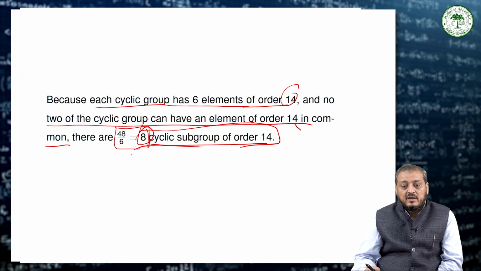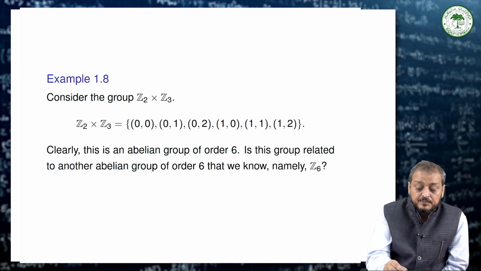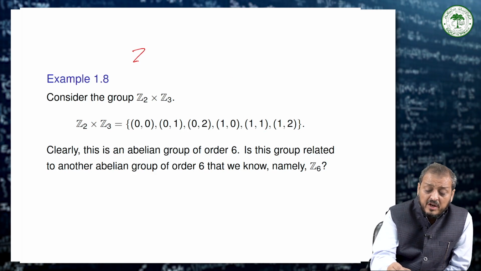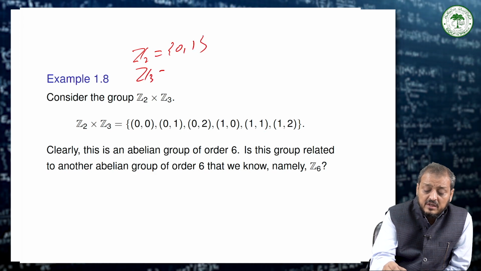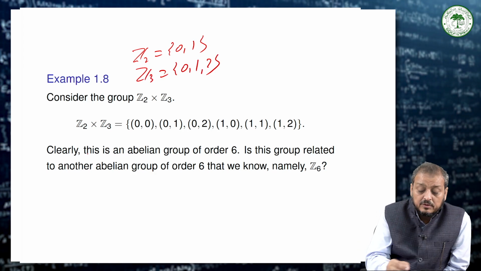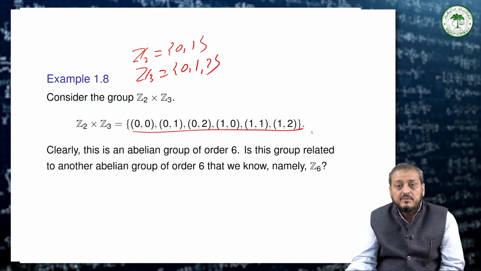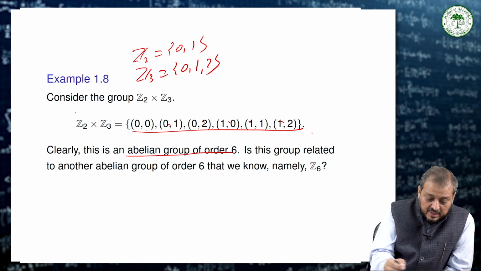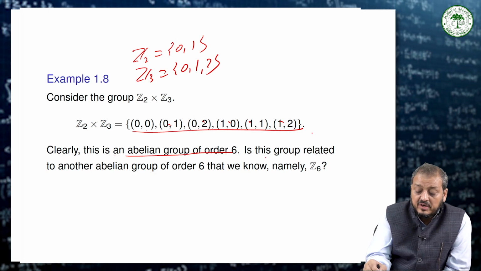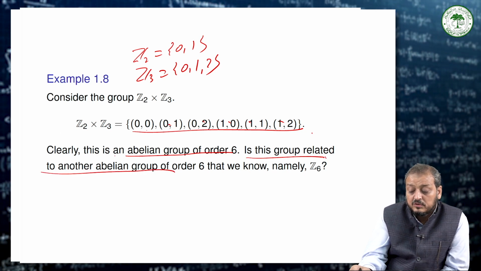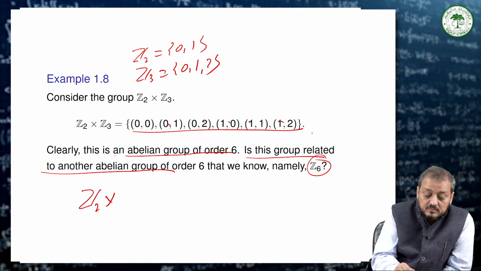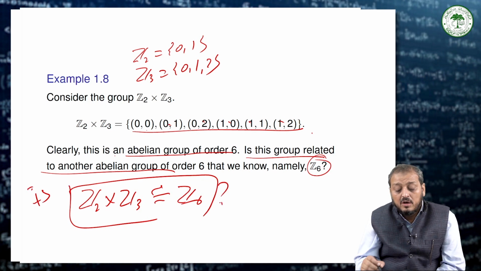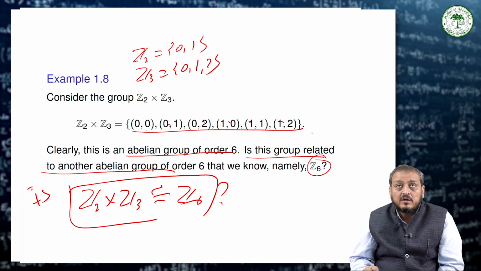Okay, now we consider one more example, the group Z2 by Z3. In Z2 you have the elements 0, 1, and in Z3 you have the elements 0, 1, 2. Clearly this is an abelian group of order 6: you have 1, 2, 3, 4, 5, 6 elements. Now, is this group related to another abelian group of order 6, namely Z6? That is, is Z2 by Z3 isomorphic to Z6?